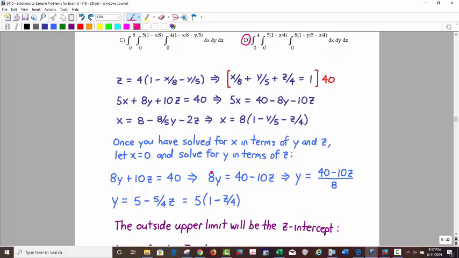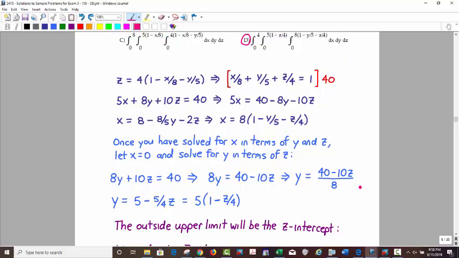Solving for y, 8y equals 40 minus 10z. Divide both sides by 8, so we get this result. And then it reduces, so it's 5 minus 5/4 z. I factored out a 5 right there just to make it match what the answer looked like. So there's the second part of this.